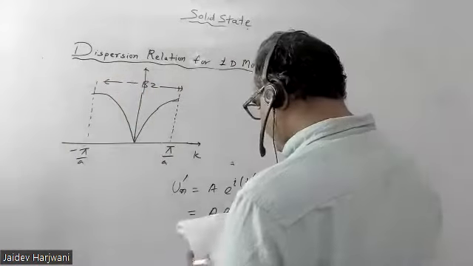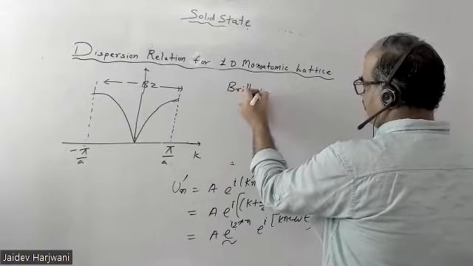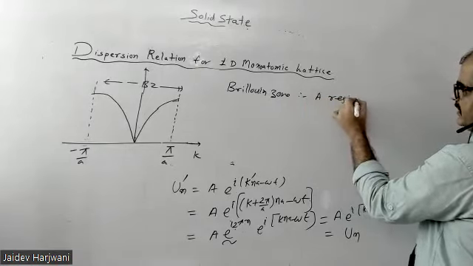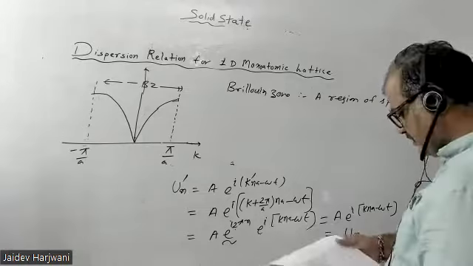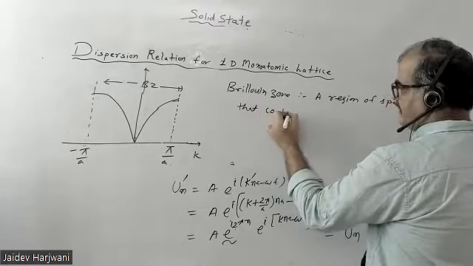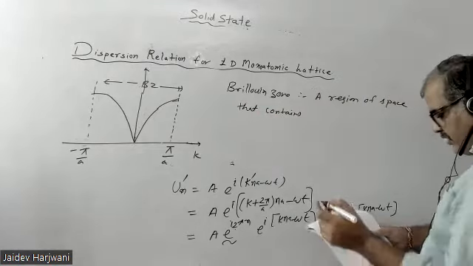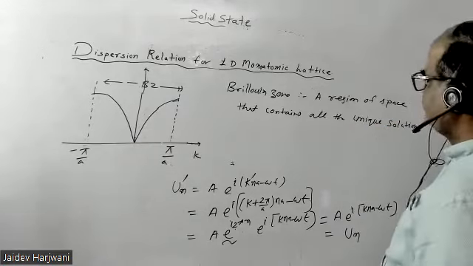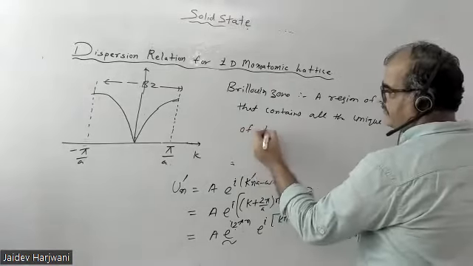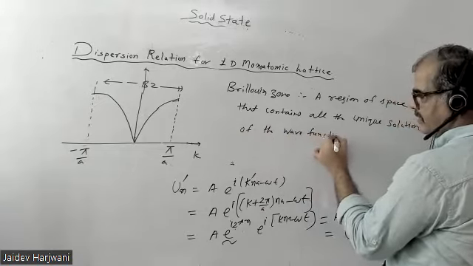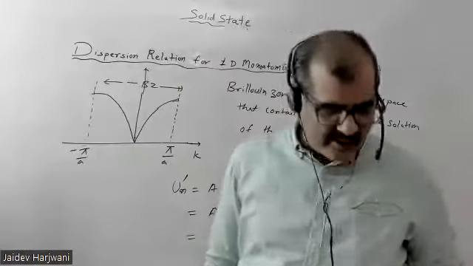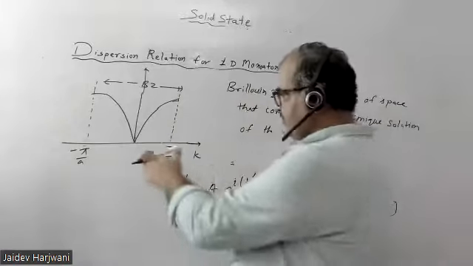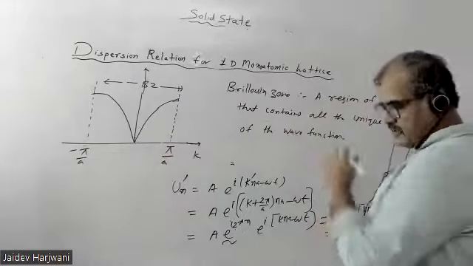So now I can give the Brillouin zone definition, and I will try to connect it with the crystal also. Brillouin zone: a region of space that contains all the unique solutions of the wave function. So this region contains all unique k values; after that, what are you getting? That is repeating k values, that are not new things. The region of space that contains unique solutions of k value, that is called the Brillouin zone.